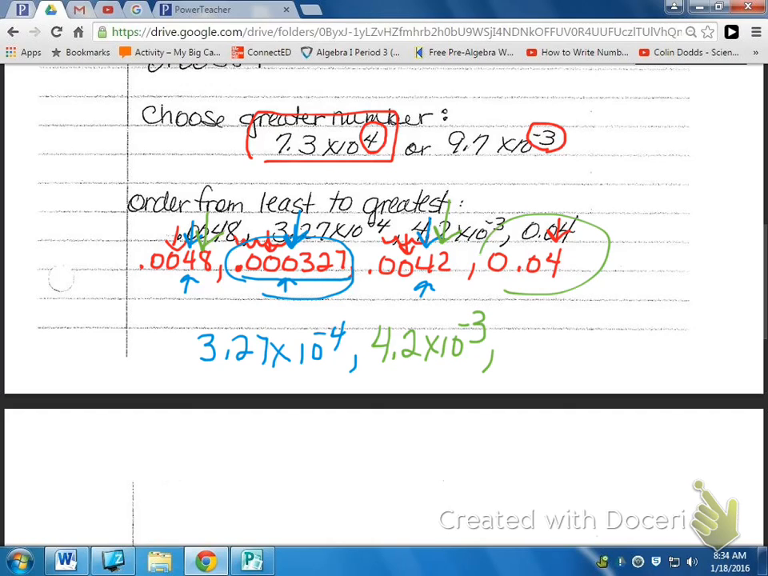And we already said this was the biggest, so we're going to say 0.0048 and then 0.04. That's ordering from least to greatest. Make sure that you write them the way they were given to you. So if they were given in scientific notation, that's how you write them. Okay, questions? Everybody got that written?